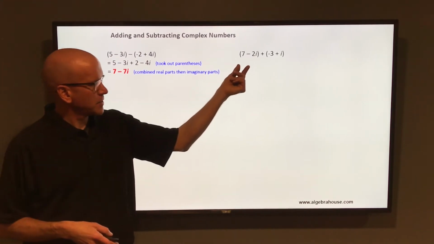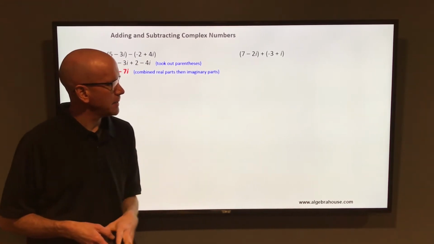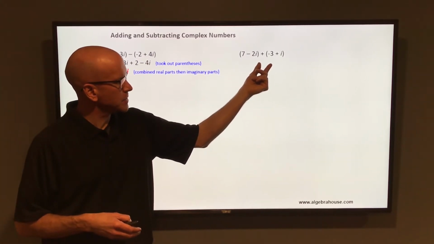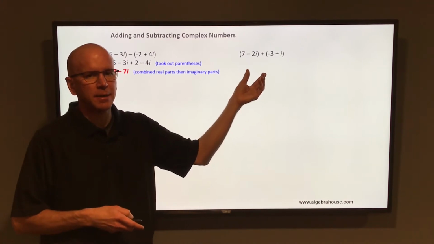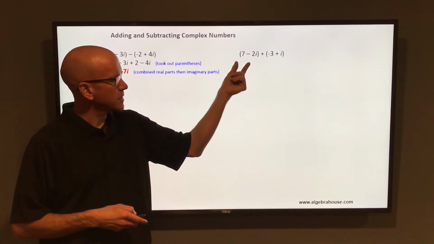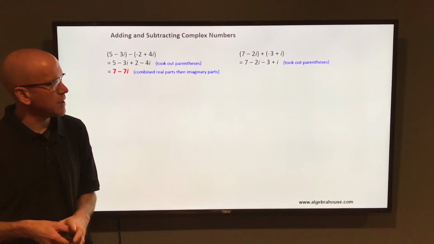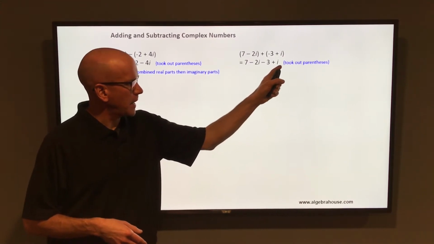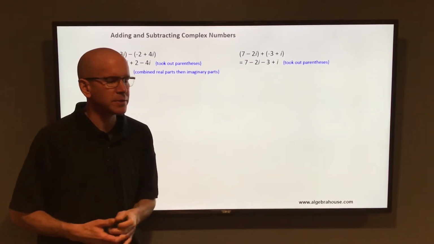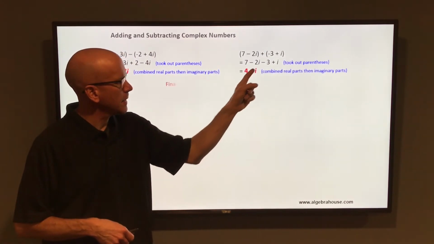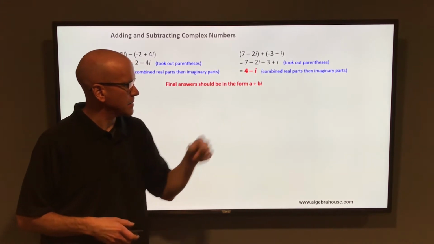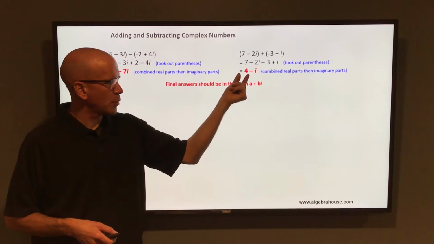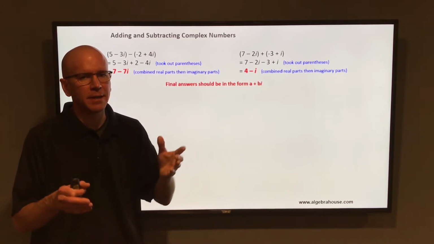If you have 7 minus 2i plus negative 3 plus i, take out the parentheses. Nothing is going to change here when you take out the parentheses as far as the signs go because you have a plus sign between those parentheses. So it'd be 7 minus 2i minus 3 plus i. Go back and combine the like terms. You have negative 2i and i, also 7 and negative 3. So if you combine 7 and negative 3, it's 4. Negative 2i and i, that is negative i. Again, final answer should be in the form of a plus bi. So you want to write that as 4 minus i instead of negative i plus 4.